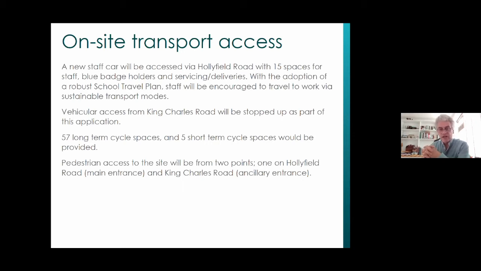The existing vehicular access from King Charles Road is going to be stopped up. They're not suitable for use, not only from the layout point of view, but they're also very low standard at the moment. But also in line with the TfL requirements, the proposals will include 57 long-term and 5 short-term cycle spaces in a secure shelter to encourage cycling as a mode of travel to the site as well.